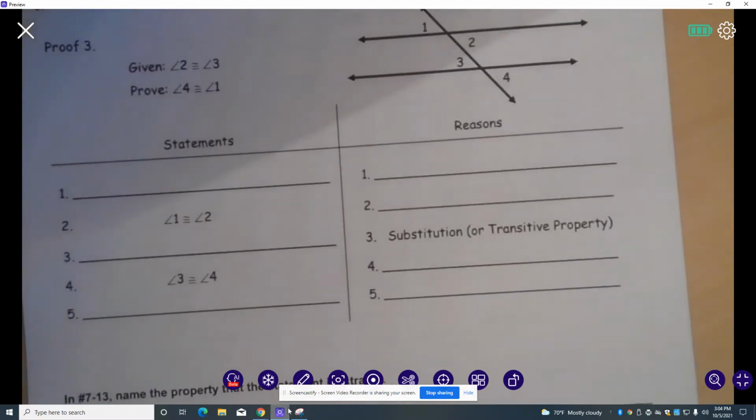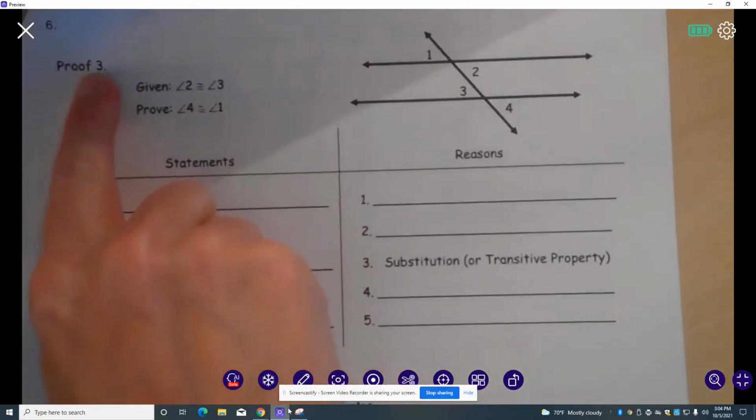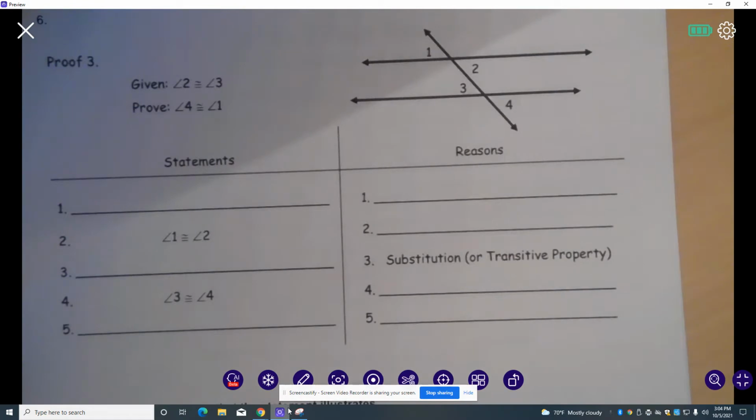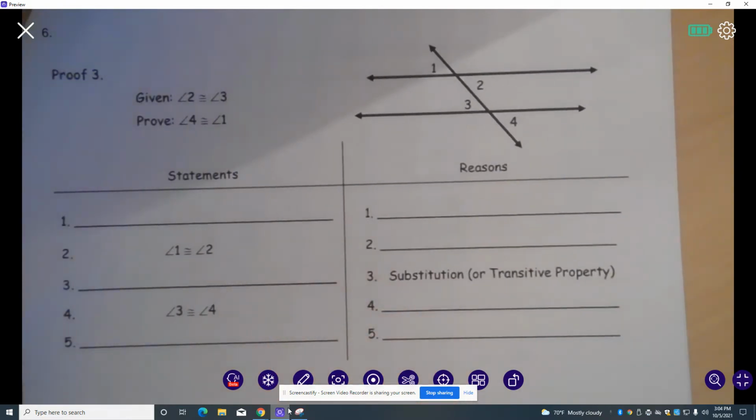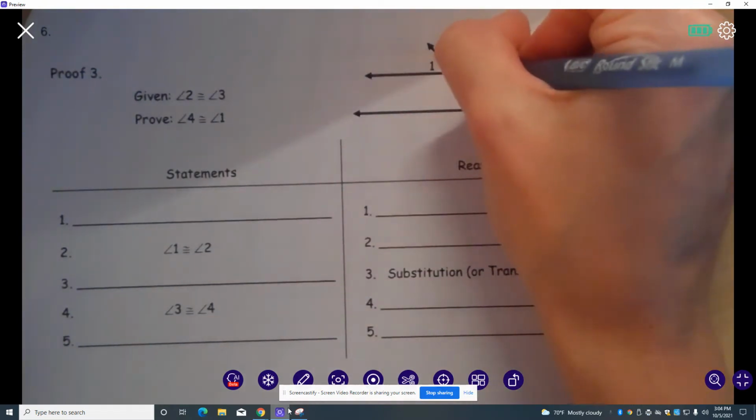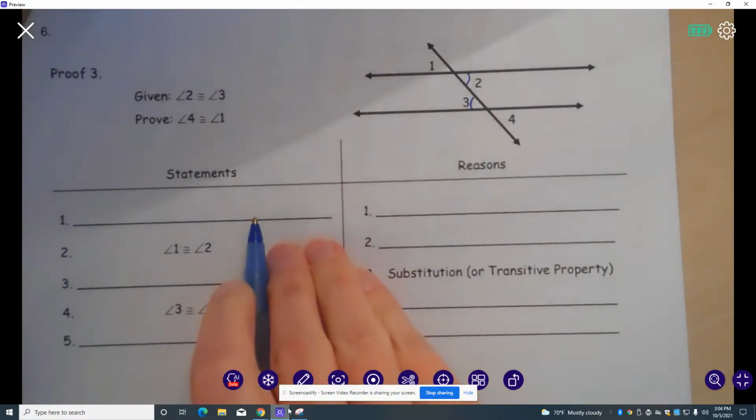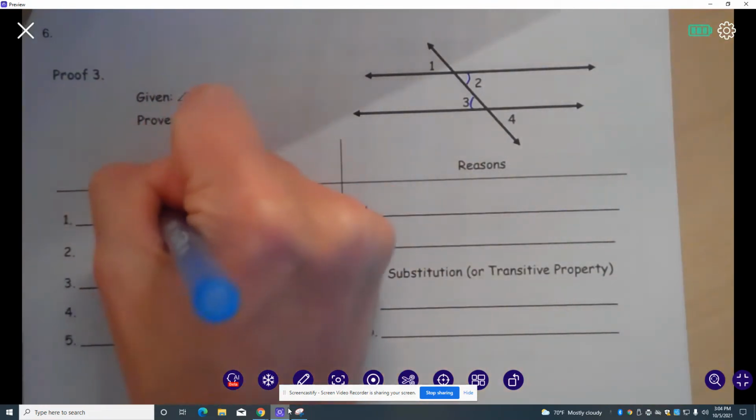This video will cover number 6, or proof number 3 on our Chapter 2 review, and then 7 through 13 on our Chapter 2 review. All right, so in number 6, we are given that angle 2 is congruent to angle 3. I'm going to put that in my picture with arcs, and then put that as my first statement.